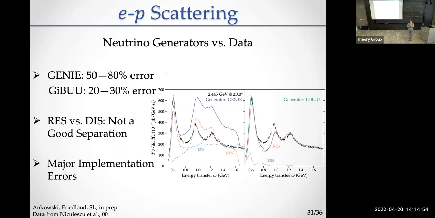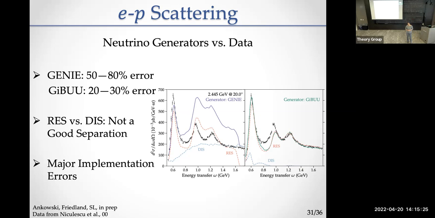So roughly speaking, Genie, which is the most commonly used event generator by experiments, at the inclusive level has an error of about 50 to 80%. And Gibu does better, but still across phase space it is about 20 to 30%. When they present data, they use both generators and compare with both to give some sort of systematic error. For oscillation experiments? Yes. That is not done.